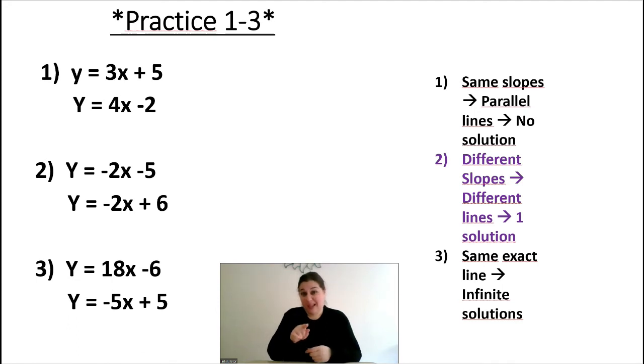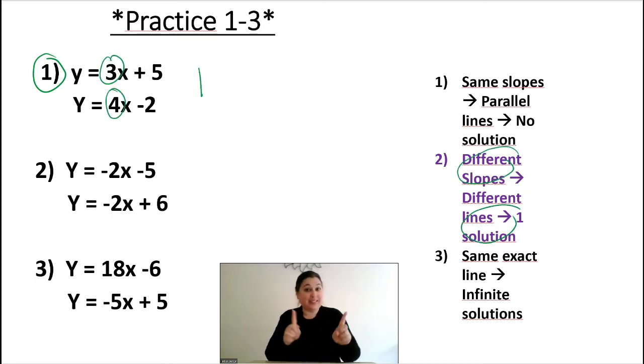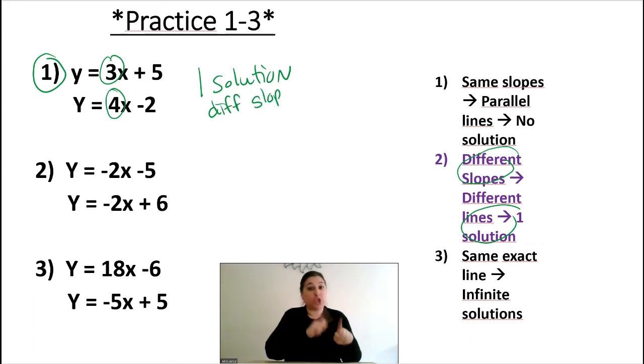So let's ask ourselves. We have these 3 problems right here. Let's look at the first one. Do they have the same slope? No, they do not have the same slope. So if they're different slopes, automatically one solution. Okay. And do write a reason why. Different slopes.